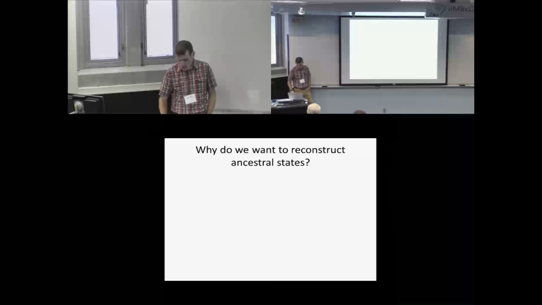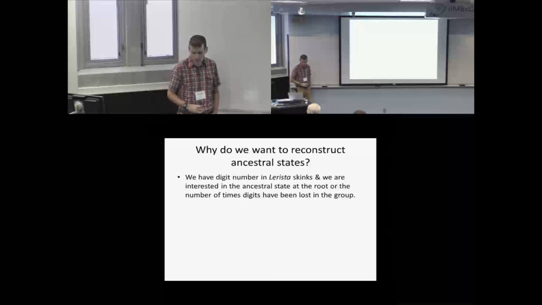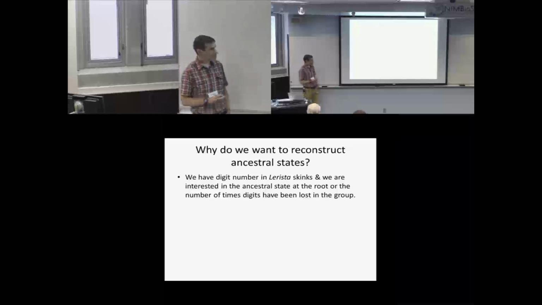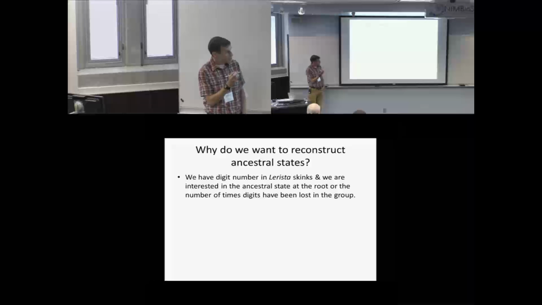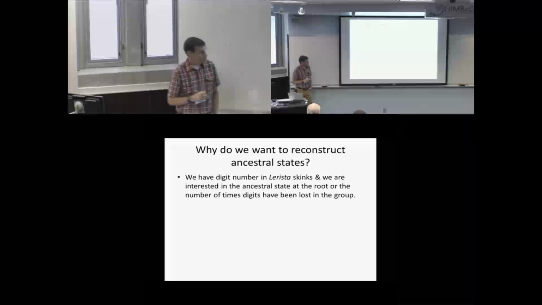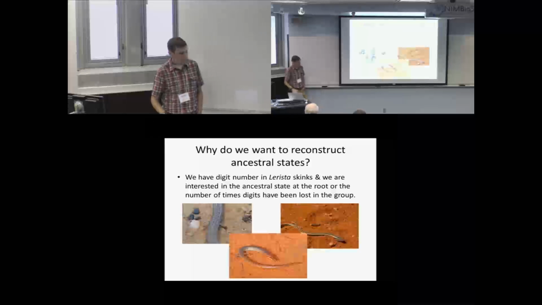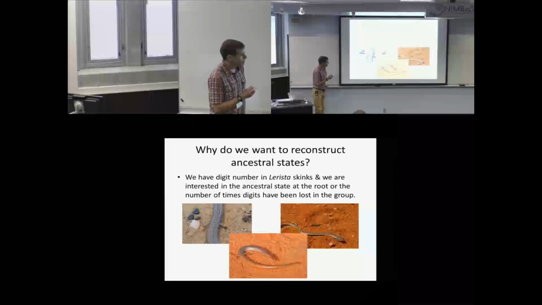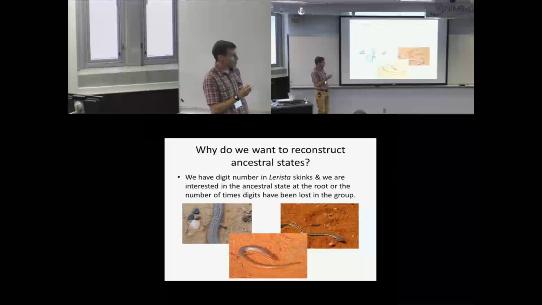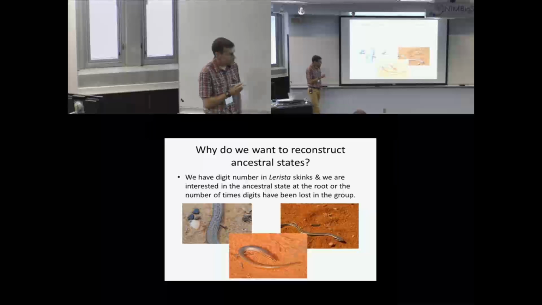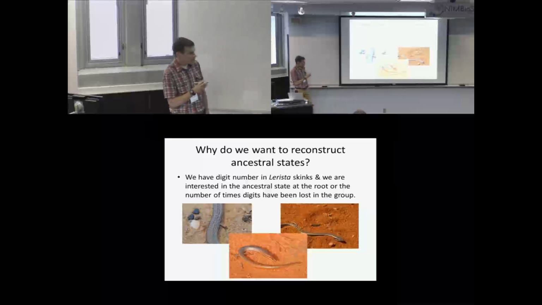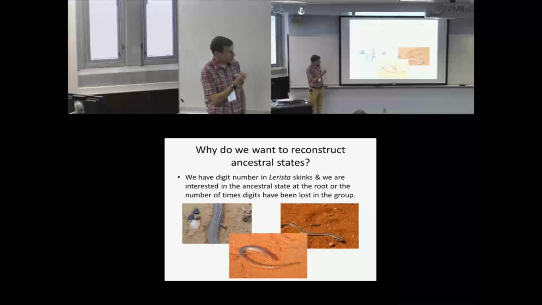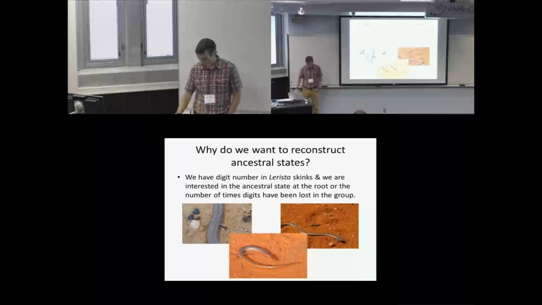Or alternatively, we might have data for digit number in this diverse Australian skink genus called Lerista. And this is a pretty remarkable group because there are basically all flavors of digit reduction in the group, from having a complete complement of digits on the fore and hind feet, to having a reduced number of digits, to having one or two digits, or having none at all.